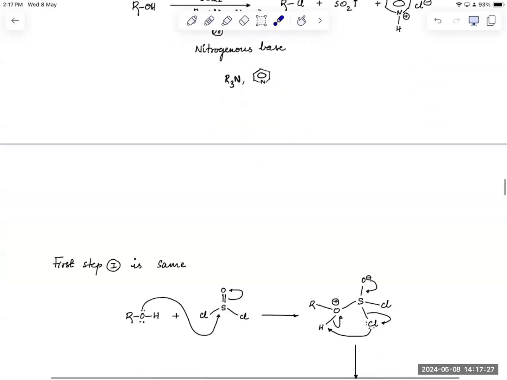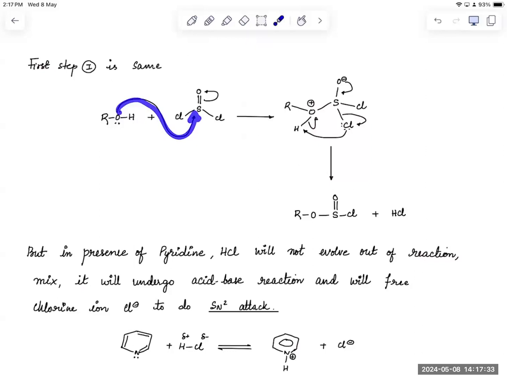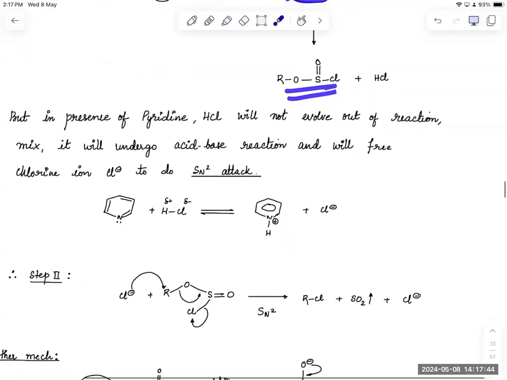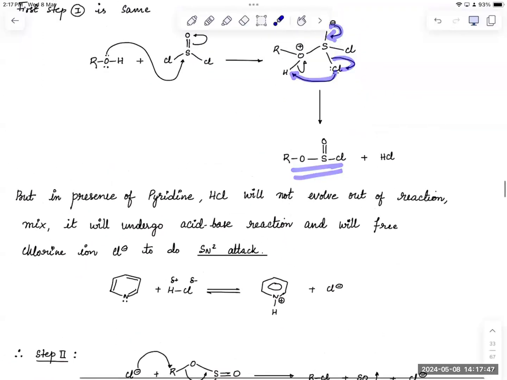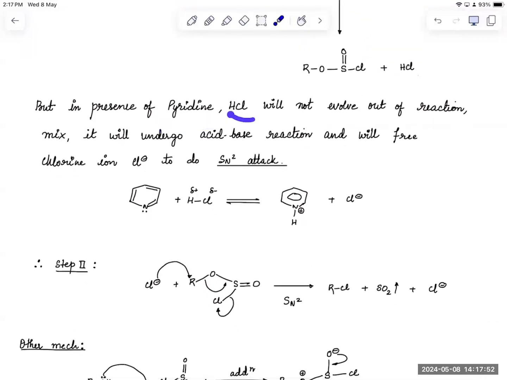Okay? Let me show you how the steps work. First, the lone pair of the alcohol will attack on sulfur. We will get this form, right? Then this will make a double bond. This Cl will take away this H plus. You will get this form, right? Up to this, the steps are exactly the same as we did for the earlier case, SNi. But from here, you notice in the presence of pyridine, HCl will not be evolved out of the reaction. It will undergo an acid-base reaction and it will generate a free chloride ion because it is a salt. So the salt will be soluble, giving away Cl minus ions in the solution.